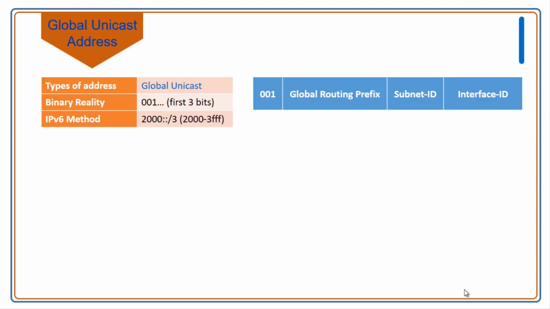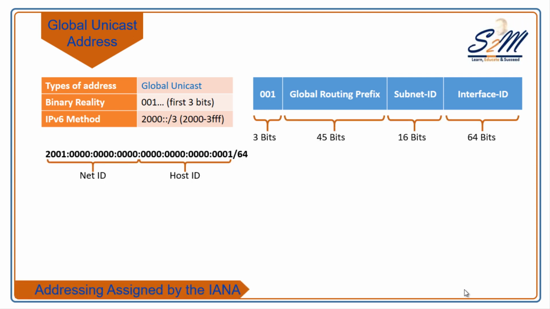So it is the complete range of IPv6 global unicast addresses. Type of address is global unicast. Binary reality is the first 3 bits are always like this. So an IPv6 global unicast always starts with 2000::123, up to whatever number you want to assign. How do we recognize or identify an IPv6 global unicast address?